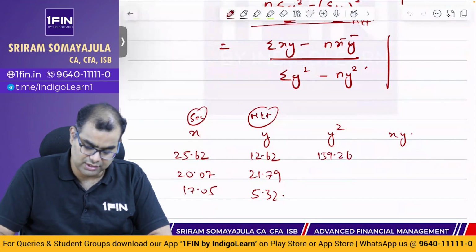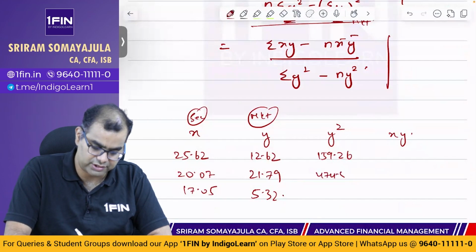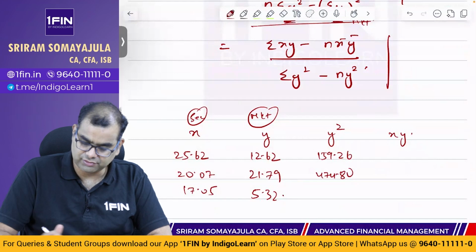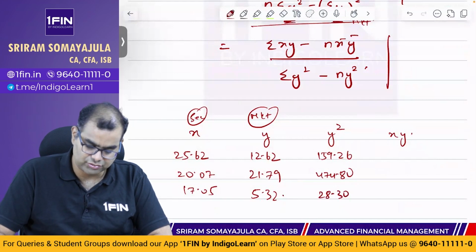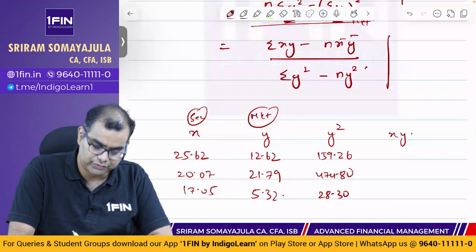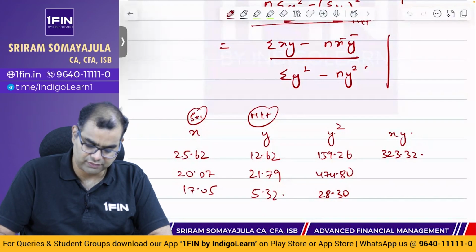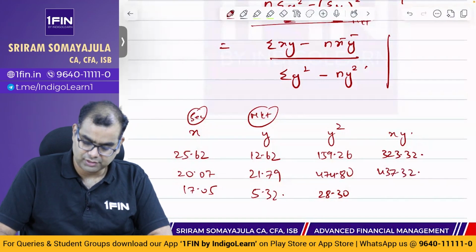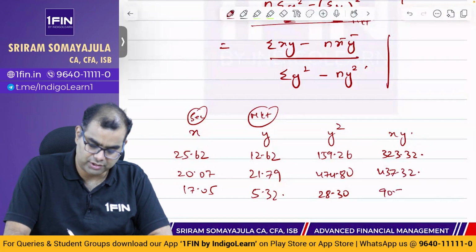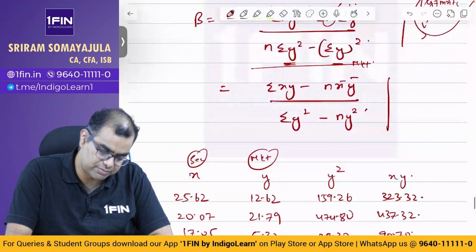Okay, so 12.62 squared is equal to 159.26. They said 2 decimals. 21.79 squared is equal to 474.80. 5.32 squared is equal to 28.30. Then xy: 25.62 into 12.62 is equal to 323.32. 20.07 into 21.79 is equal to 437.32. 17.05 into 5.32 is equal to 90.70.